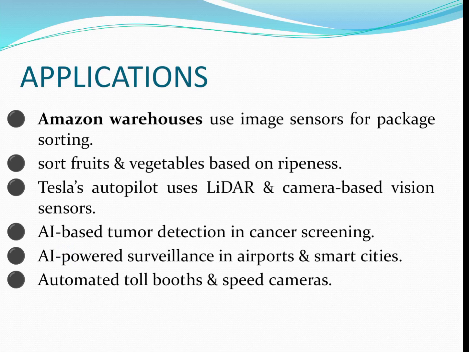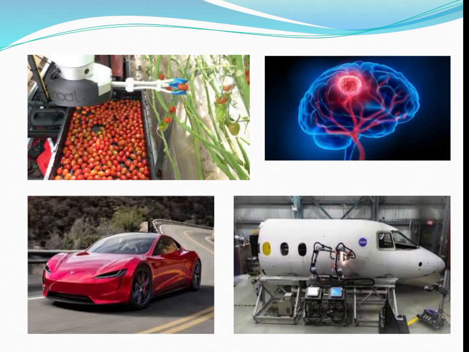Applications of vision sensors: Amazon warehouses use image sensing for package sorting, and fruits and vegetables are sorted based on ripeness. Tesla Autopilot uses lidar and camera-based vision sensors. AI-based tumor detectors are used in cancer screening. AI-powered surveillance is used in airports and smart cities. Automated toll booths and speed cameras also use them.